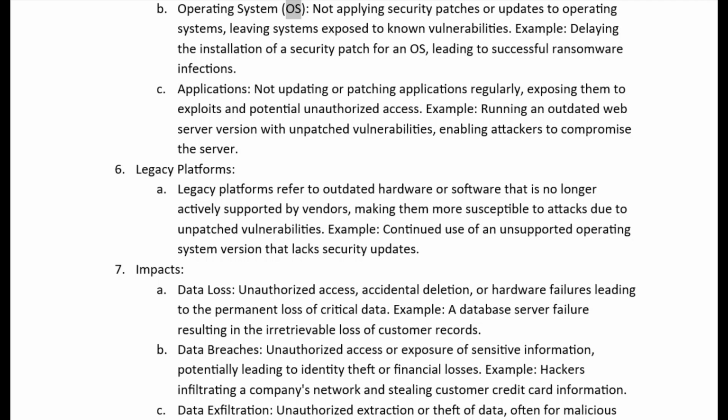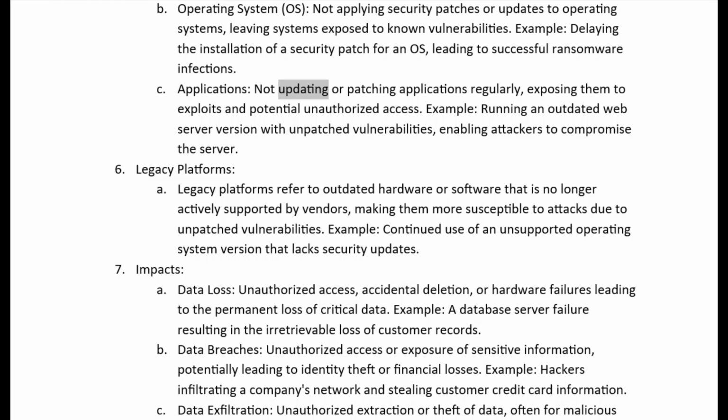Operating system (OS): not applying security patches or updates to operating systems, leaving systems exposed to known vulnerabilities. Example: delaying the installation of a security patch for an OS, leading to successful ransomware infections.